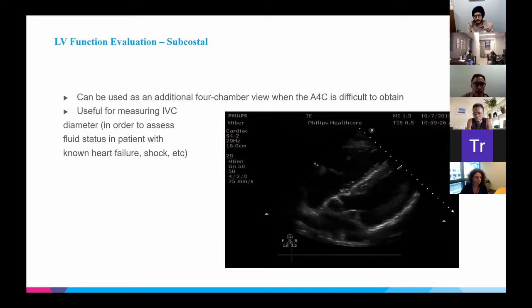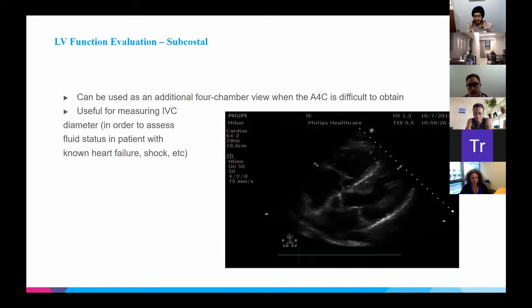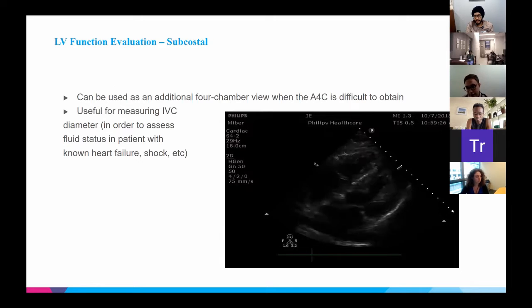And the subcostal view, I would say I probably use the least in terms of assessing LV function. The one time I would say I use it is if the patient's body habitus, or for whatever other reason, makes it very difficult getting parasternal or even apical four-chamber views. But this provides an additional four-chamber appearance where you can really assess the LV function and size and compare it to the right ventricle size and function.